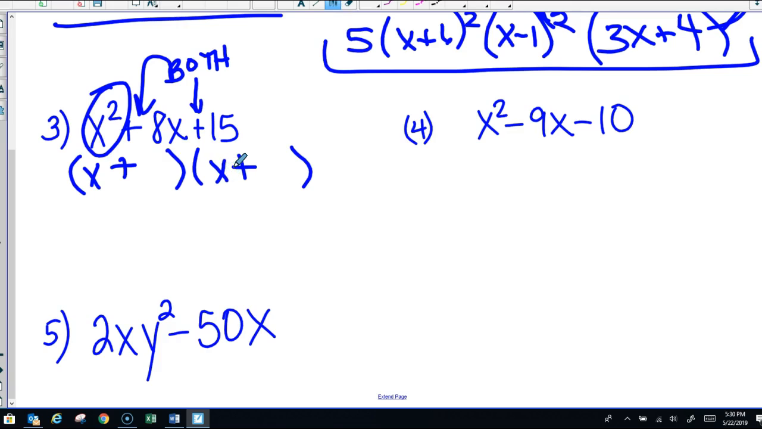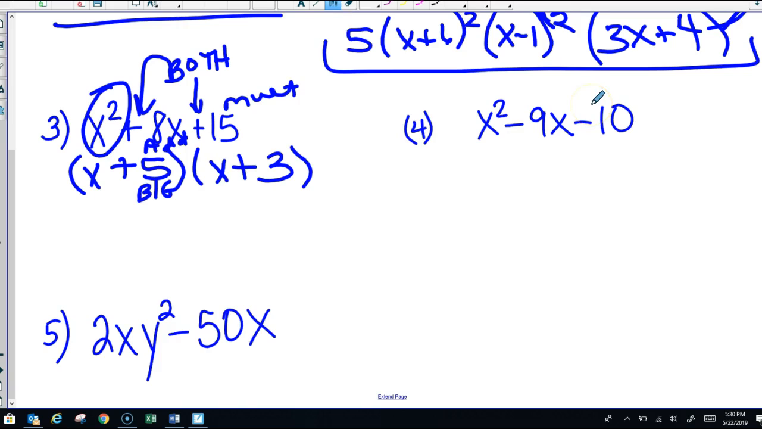And then the two numbers in the back have to multiply to be 15 and add up to be the 8. And we'll put our biggest number right here to match this middle sign. So 3 times 5, and 3 plus 5 is 8. 5 is larger than 3, so I'm going to put it up there. And you could FOIL that all the way out just to double check yourself if you don't feel good about factoring. But that's what it would be there.